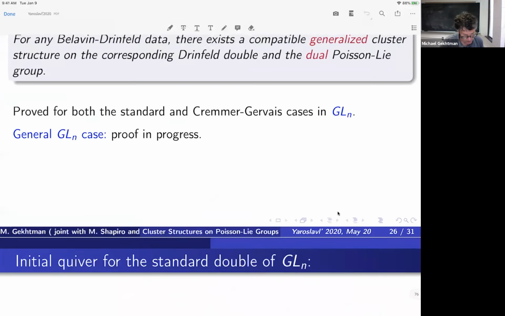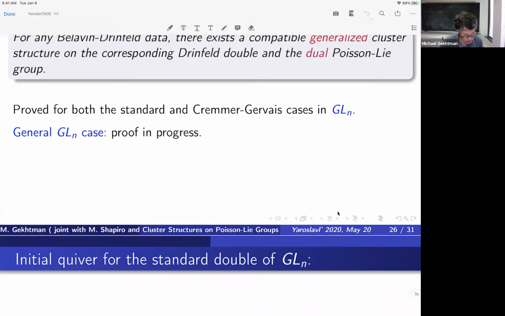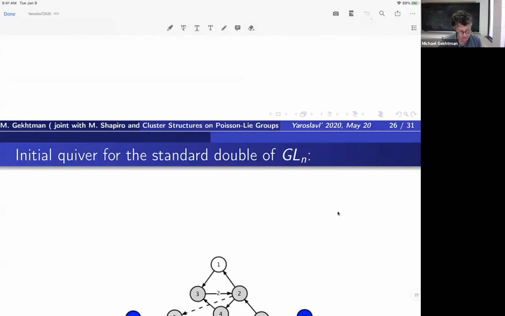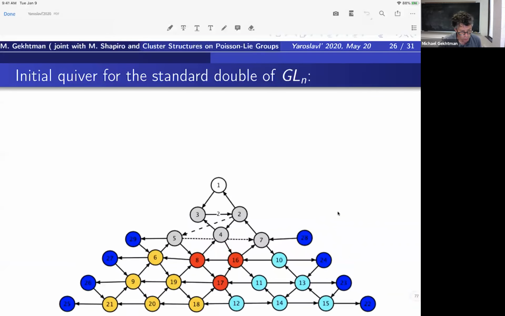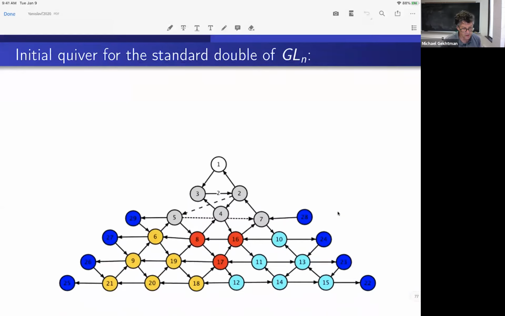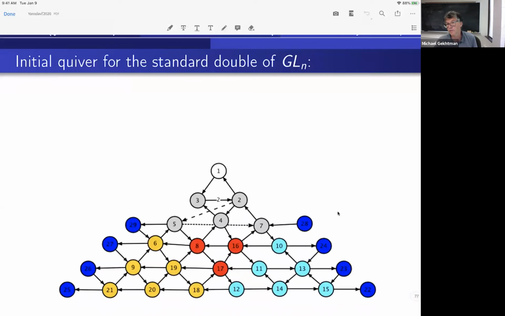So yeah, let's go back to the double. What about the standard case of GLN? Well, as I explained, there is a nice cluster structure. But what can we say about the Drinfeld double? It's also a Poisson-Lie group, but now we need two n-square coordinates, which would be log canonical with respect to the corresponding structure on the double.